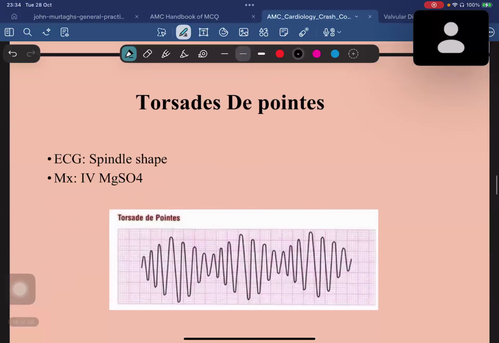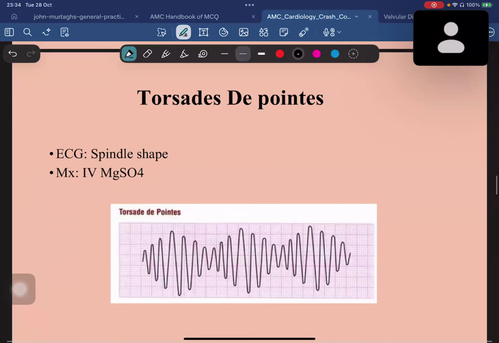And then this was asked once, some time ago, in AMC. That's why it was at least a topic to discuss here. So just remember the spindle shape in this, and management would be IV magnesium sulfate. Like I said, they could give the ECG and ask for the treatment method.